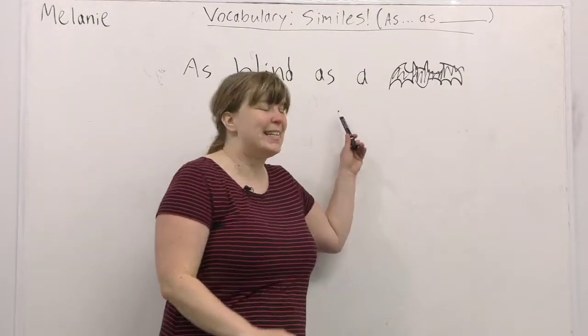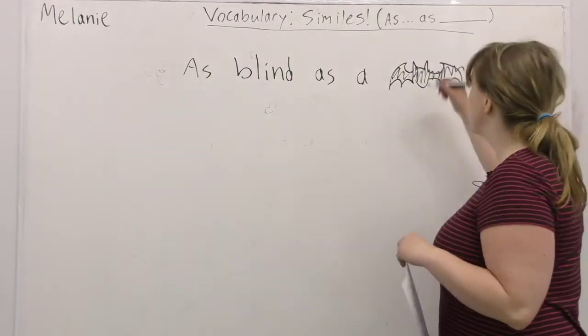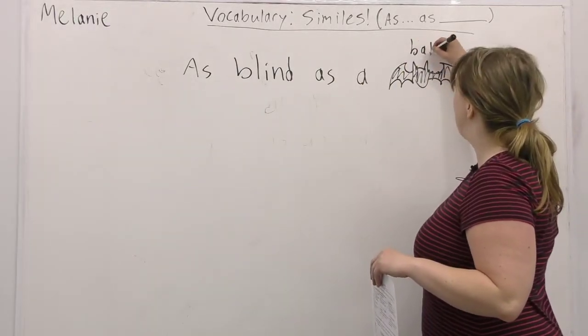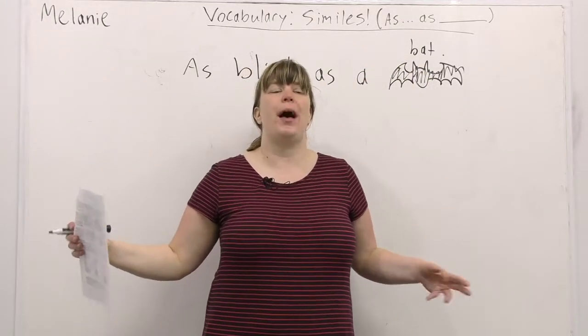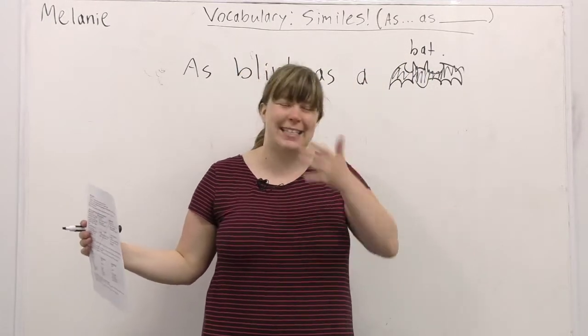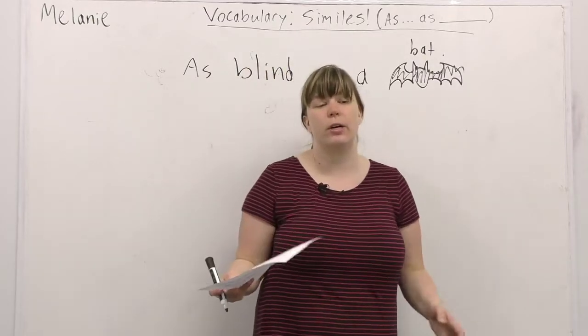What animal is it? This is a... Yes, somebody wrote bat. Thank you. As blind as a bat. What does as blind as a bat mean? That basically means you can't see at all, or you have very bad vision.